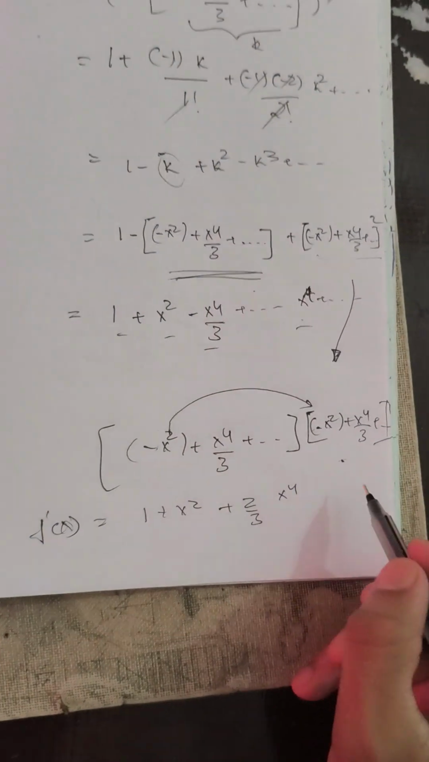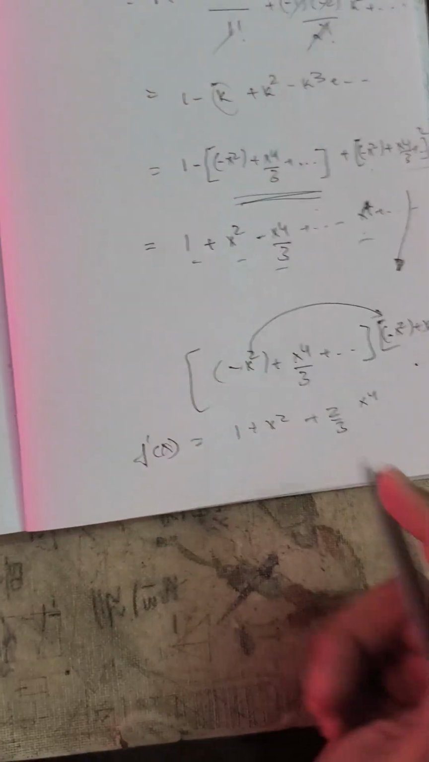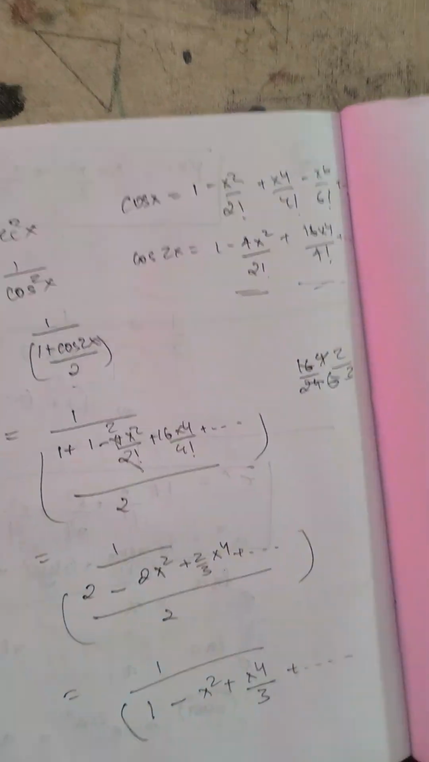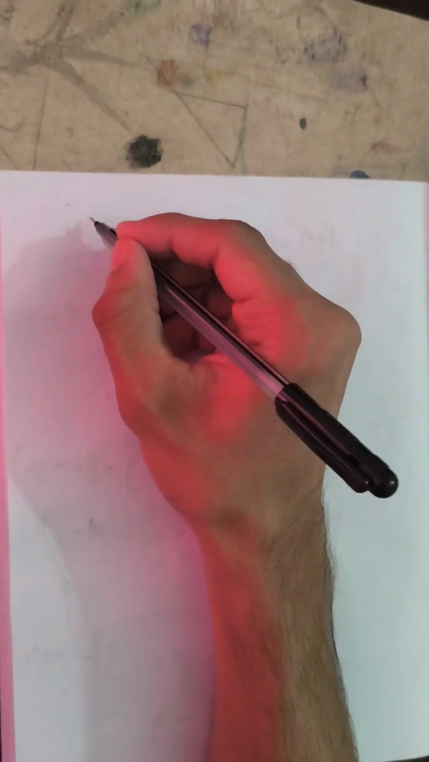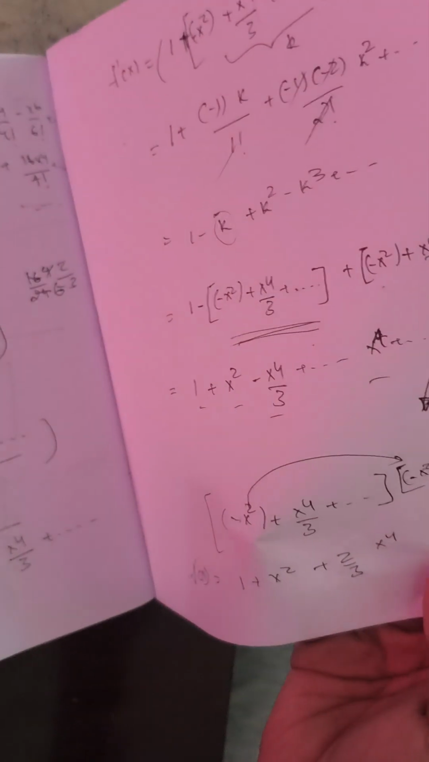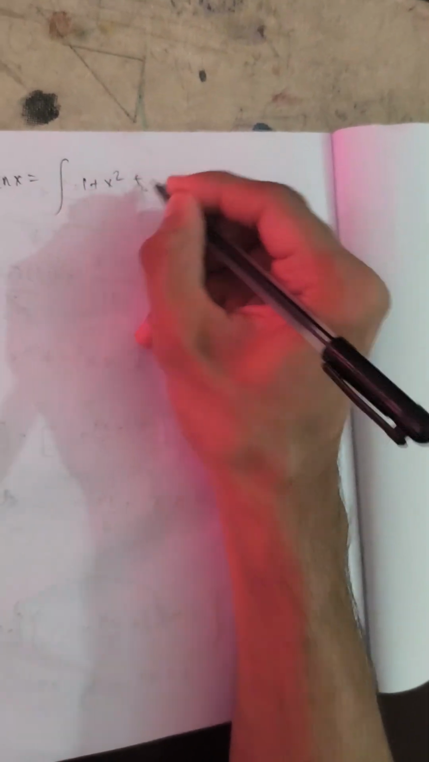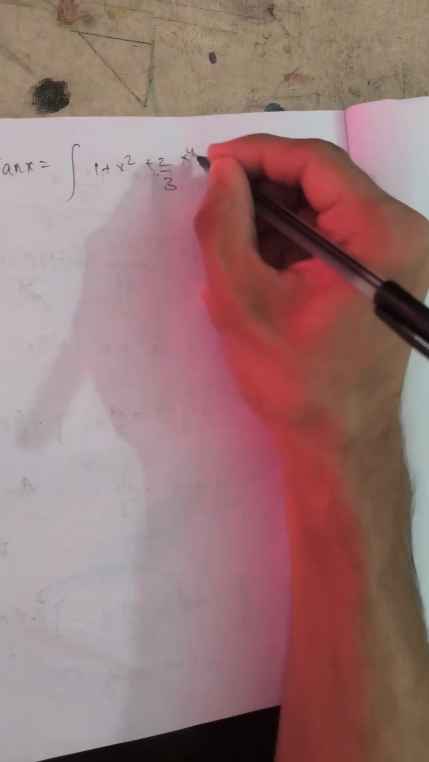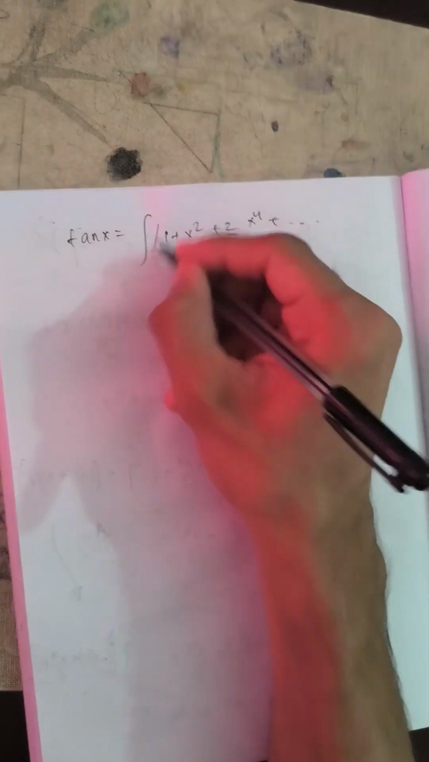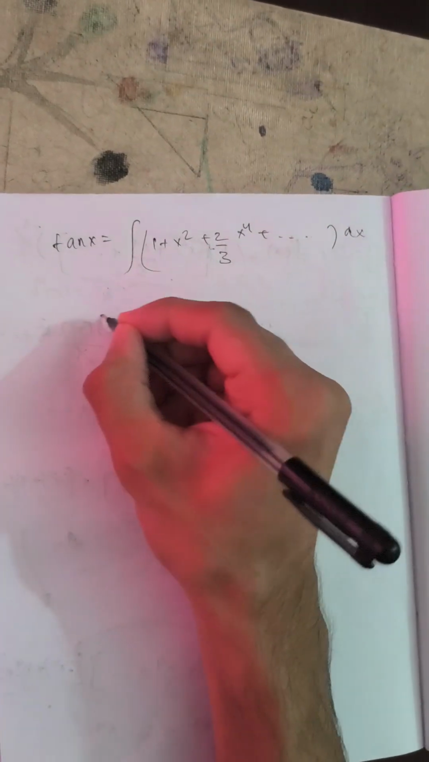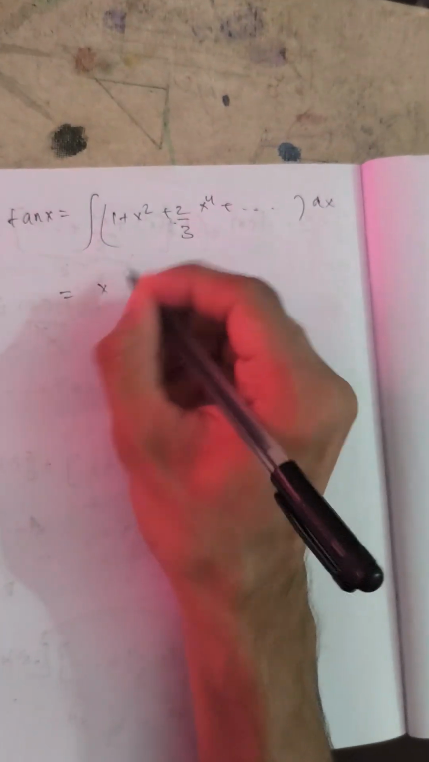So yeah, this is going to be your series here. Now, to get this behemoth of a series back, all you need to do is to further integrate it. So you get tan x to be equal to the integral of this thing, 1 plus x squared plus 2 by 3 x raised to 4 plus so on and so forth dx. So if you integrate that, you will get this as x.